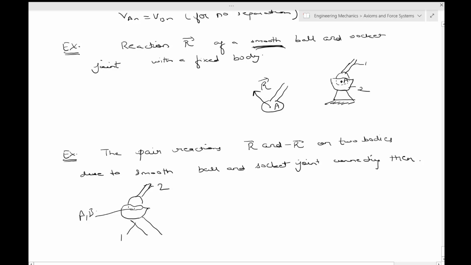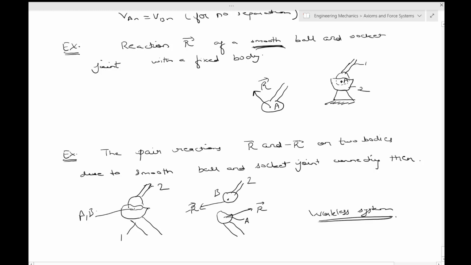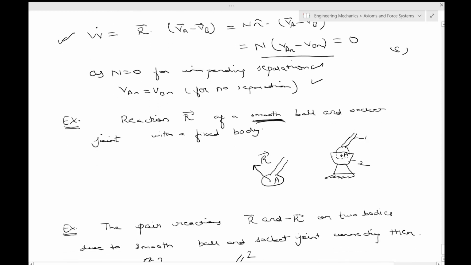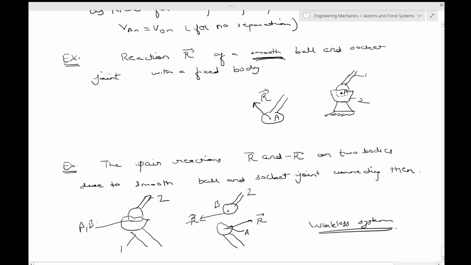So A is belonging to body 1, B is belonging to body 2, okay, and since they are in contact right now, they are coinciding. So if I separately draw this body 2, you have this point B. I separately draw this body 1, it has a point A. If this is R, then you will have this as minus R, okay, because it's a pair reaction on this. This is also a workless system, okay, because the VA minus VB, you have to really see what happens over there. So please check with this expression why it should be a workless system. Okay, so there are several other examples of this particular form.